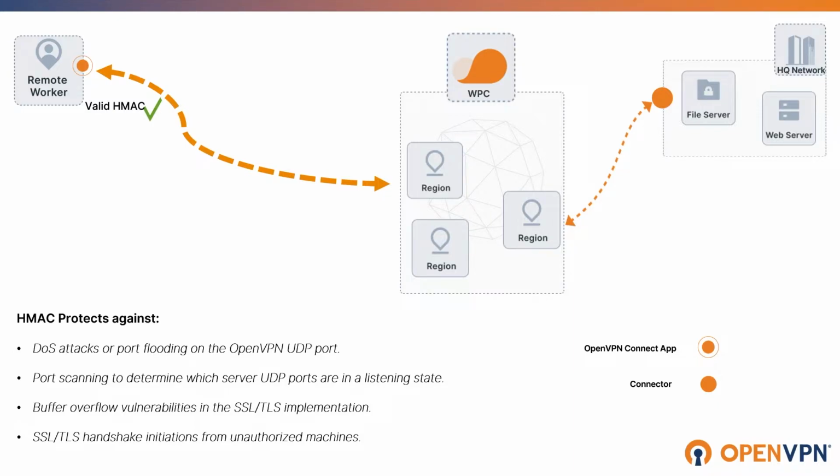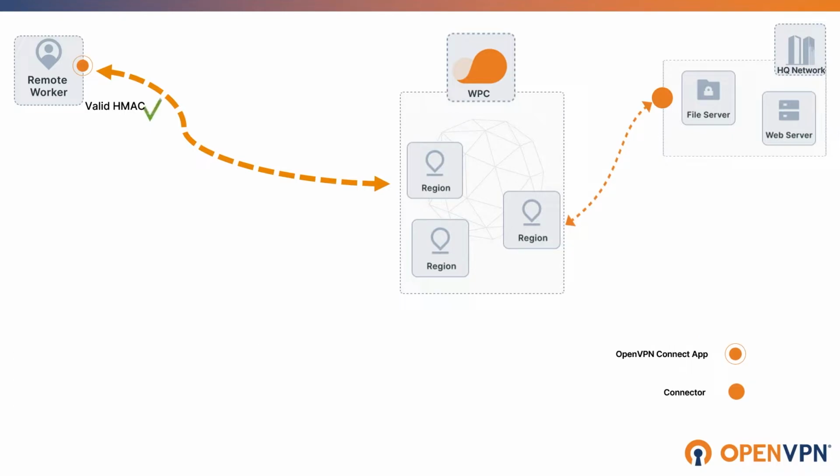Now, some ZTNA solutions talk about their ability to cloak the application behind their solutions from being discovered via internet probing techniques by using single packet authorization, or SPA. Even though OpenVPN Cloud doesn't use SPA, it has different levels of protection to cloak your private resources and provide only authorized access.